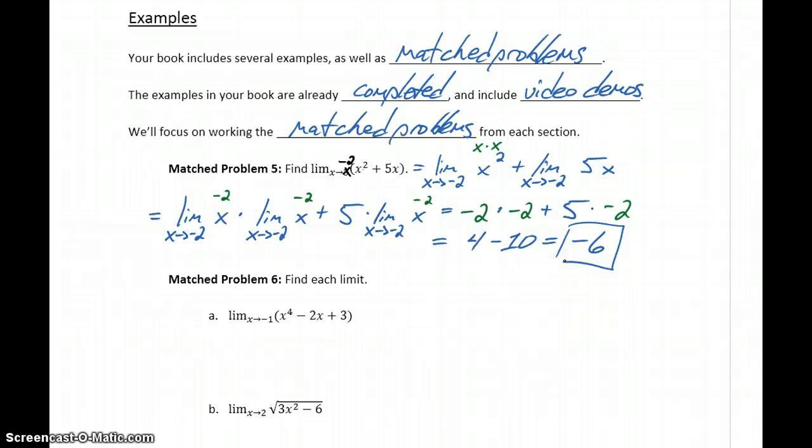So again, this was a longer way to work out this problem. In general, we won't have to use the properties of limits to break this problem down into so many smaller steps. And we'll demonstrate that as we look at some of these other matched problems.